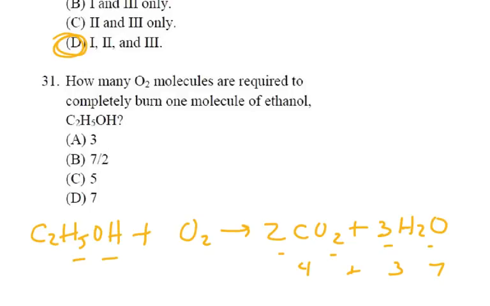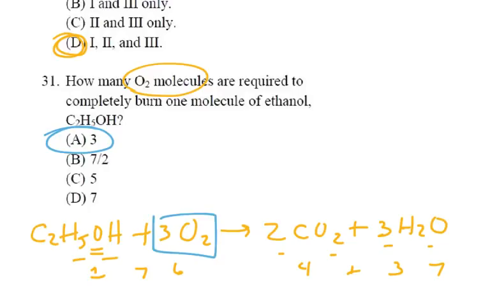That means we have to have 7 here on the reactant side. Here's 1 in the alcohol, and this must be the other 6. So that's going to be 3 O2s. So how many oxygen molecules are required? Okay, the answer is 3. 3 oxygen molecules to burn the ethanol.